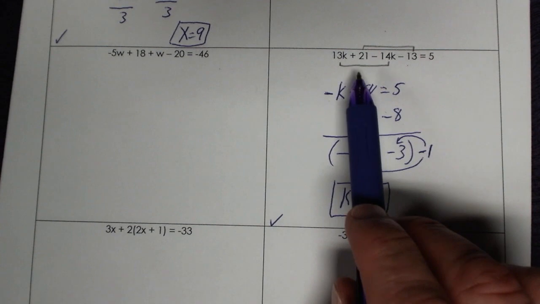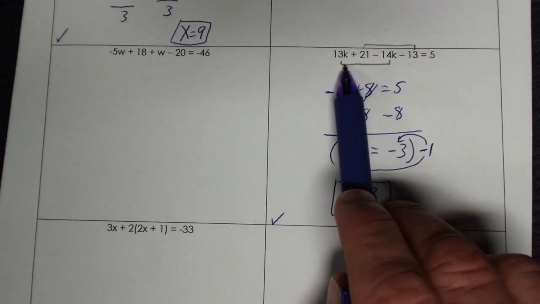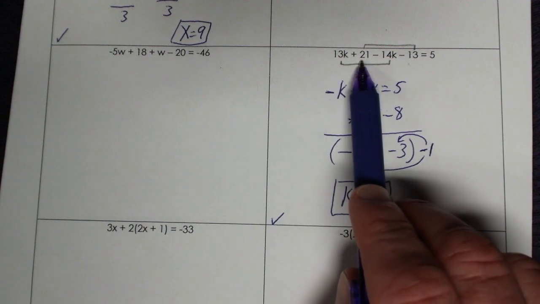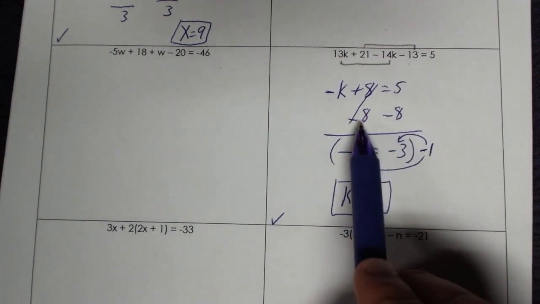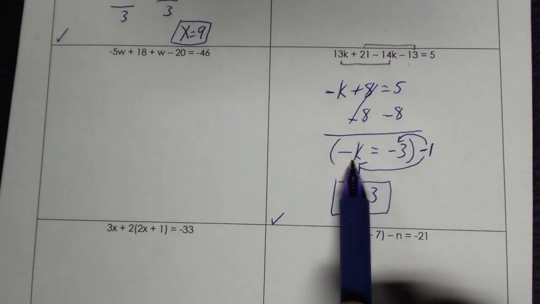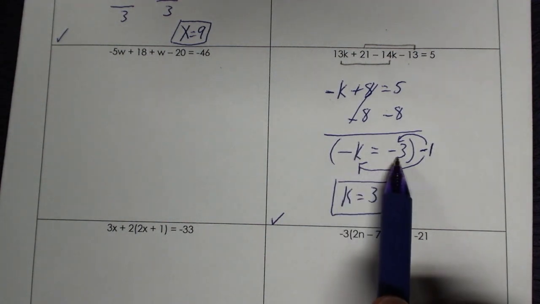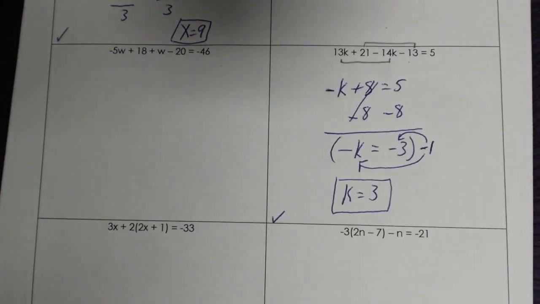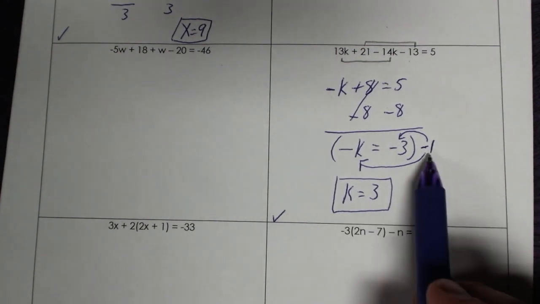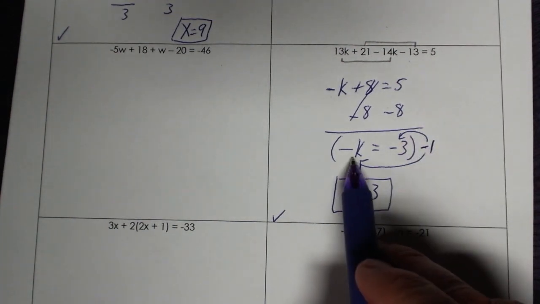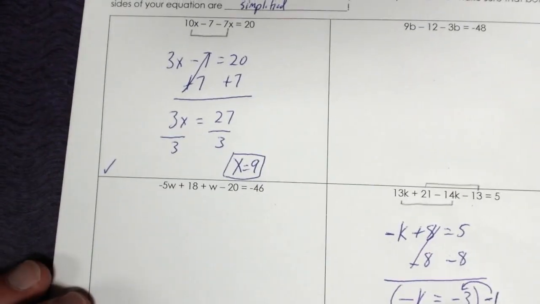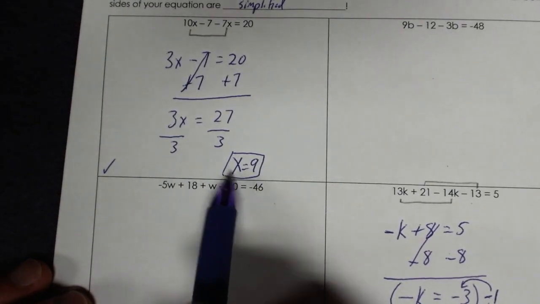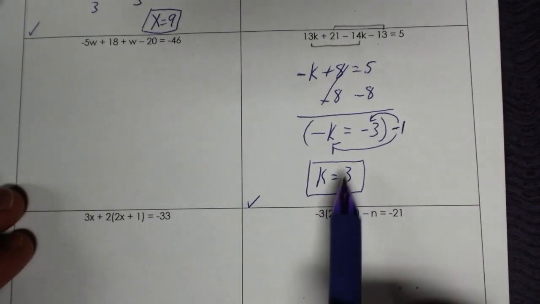So what I did, combined the 2 k's, got negative k. Combined the 21 and the 13, got 8, and then I started my steps, and then at the very end I noticed the k is negative, so I had to change that into a positive. Oftentimes you don't have a negative variable, but for that one we did. Okay, so only this step right here is if you have a negative variable. We didn't here. We had a positive variable here, so we didn't have to do that. This one we had a negative variable, so we did have to do it.